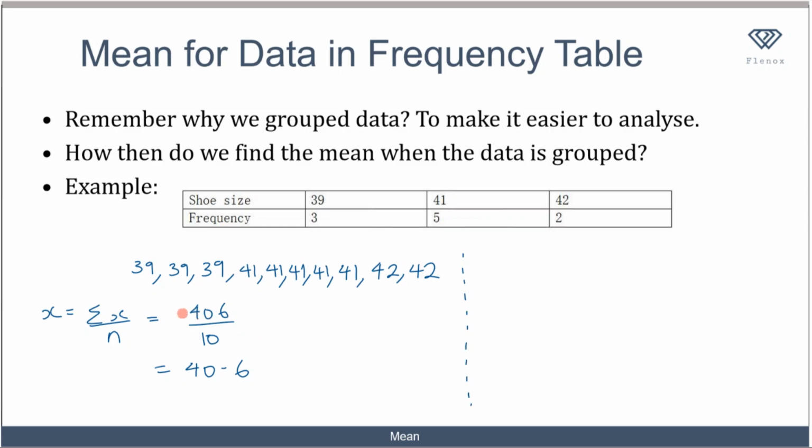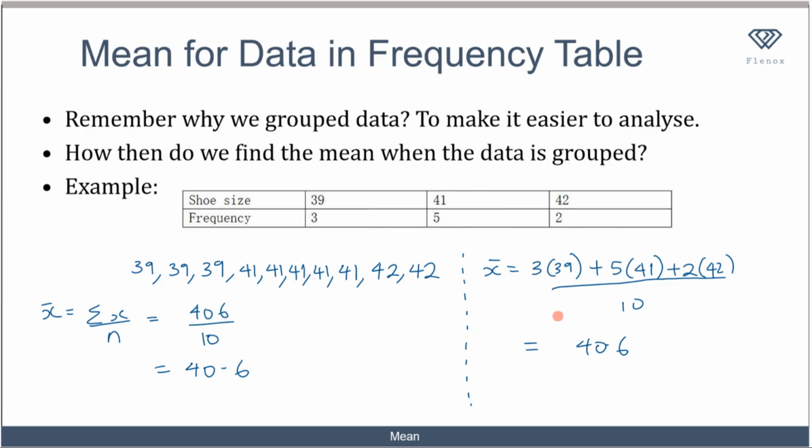But if you look at it, we can easily study a trend. Instead of having 39 plus 39 plus 39, I can also calculate my mean by saying 39 plus 39 plus 39 is the same thing as 3 times 39. 41 plus 41 plus 41 plus 41 plus 41 is the same thing as 5 times 41. And 42 plus 42 is the same thing as 2 times 42. And my 10 is the same thing as the sum of all these frequencies. So I still get the same result of 40.6.